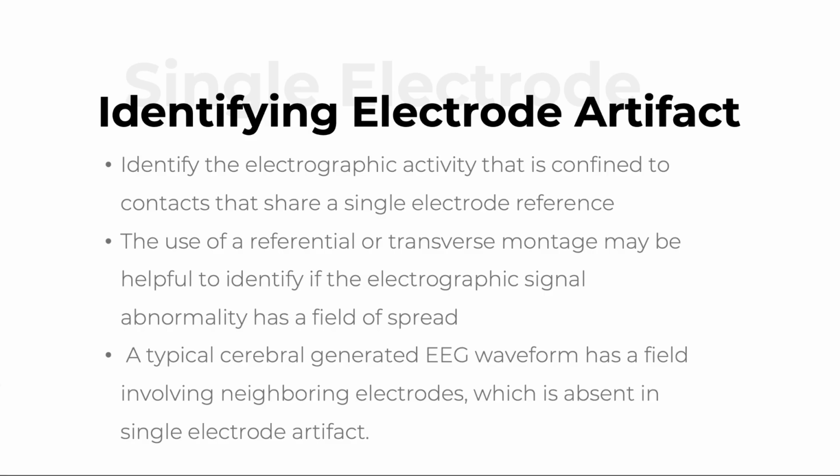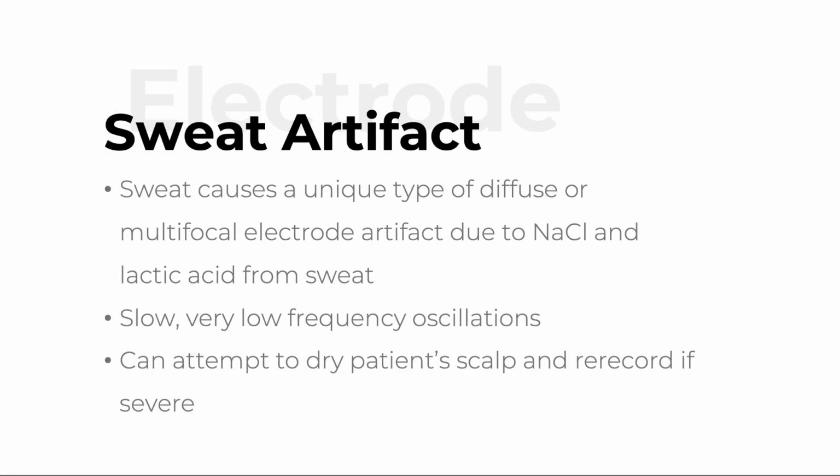So we kind of hit this already, but looking at it and making sure it's confined to a single electrode is very important for identifying single electrode artifact. But sometimes if you have a little bit of difficulty telling exactly, a referential or transverse montage may be helpful to see if there's any field of spread. And remember that a typical waveform that's generated by the brain has a field which involves neighboring electrodes. This is absent in single electrode artifact.